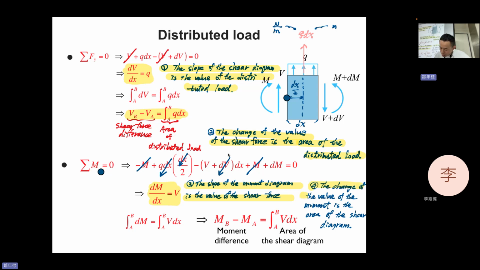Very similar. So you can see that the relationship between shear and distributed load is very similar to that between moment and shear force, right? Their relationship is really similar. So I conclude 4 tips among the 6.